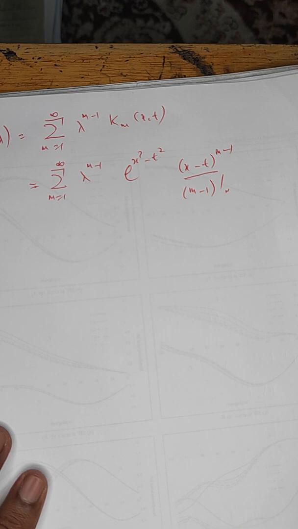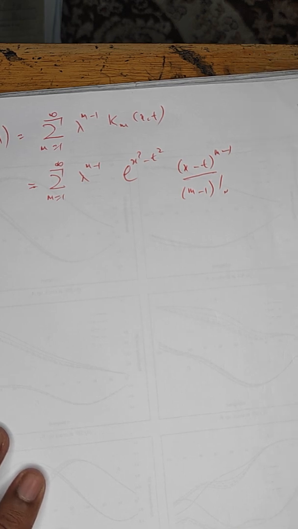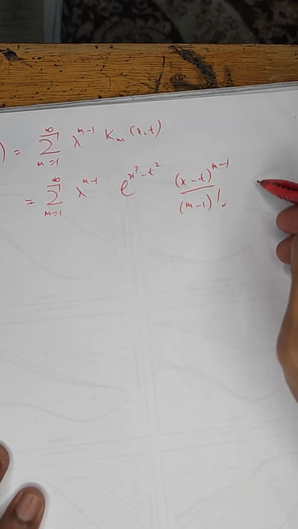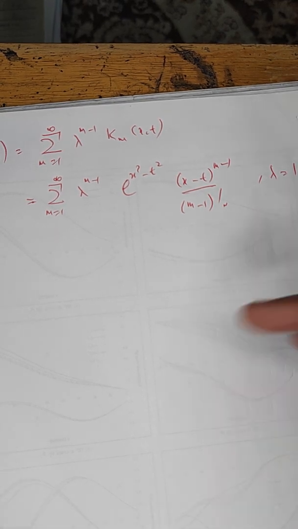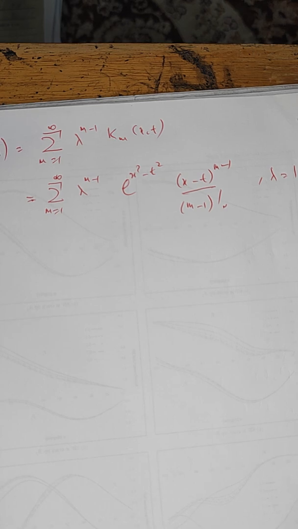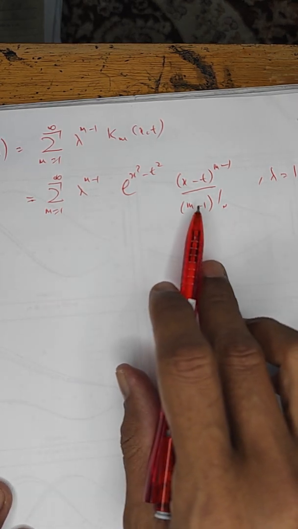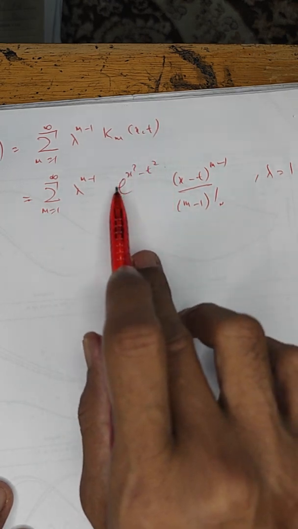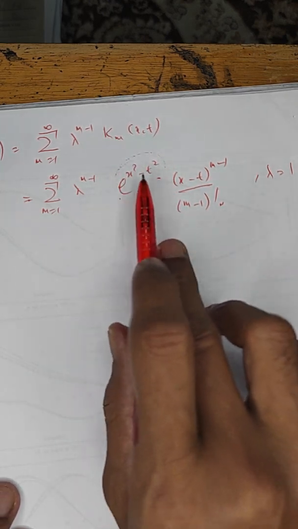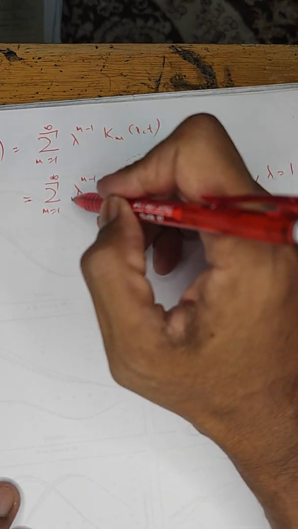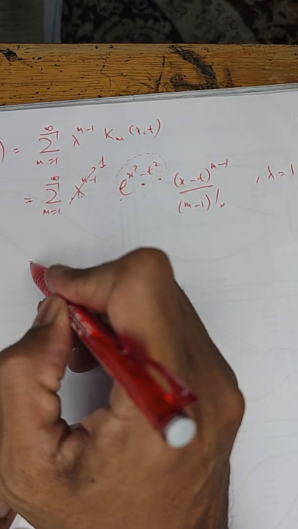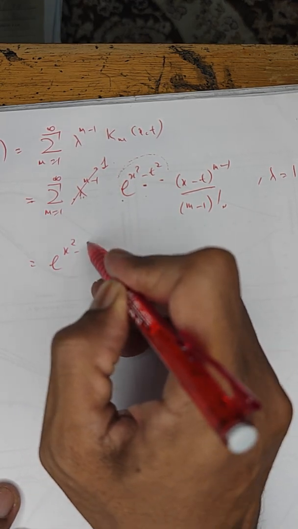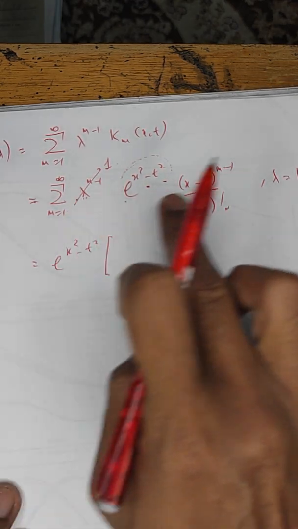Remember that our lambda is 1. Then you can rearrange this so that you can have a series form. From here, this is free of m. This is 1. This is free of m, so I can take that out. So this gives you e^(x^2 - t^2). The rest is just the summation.